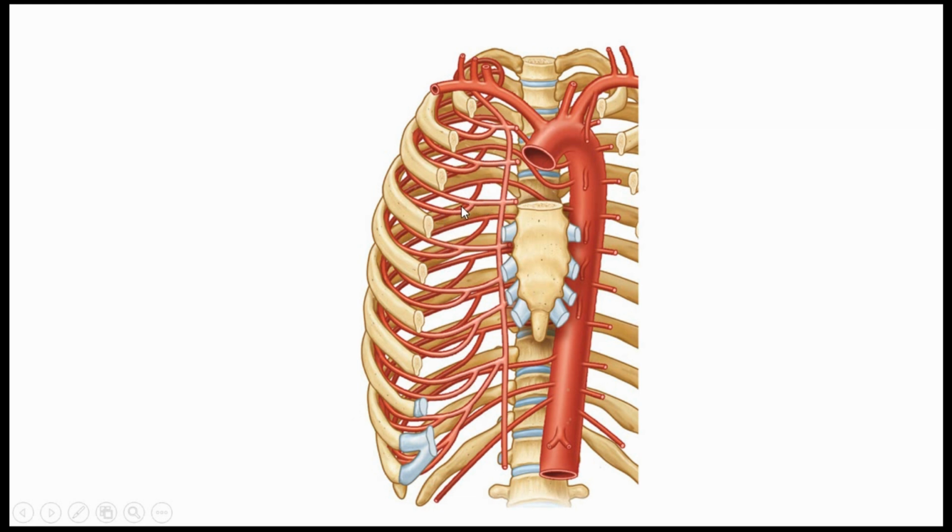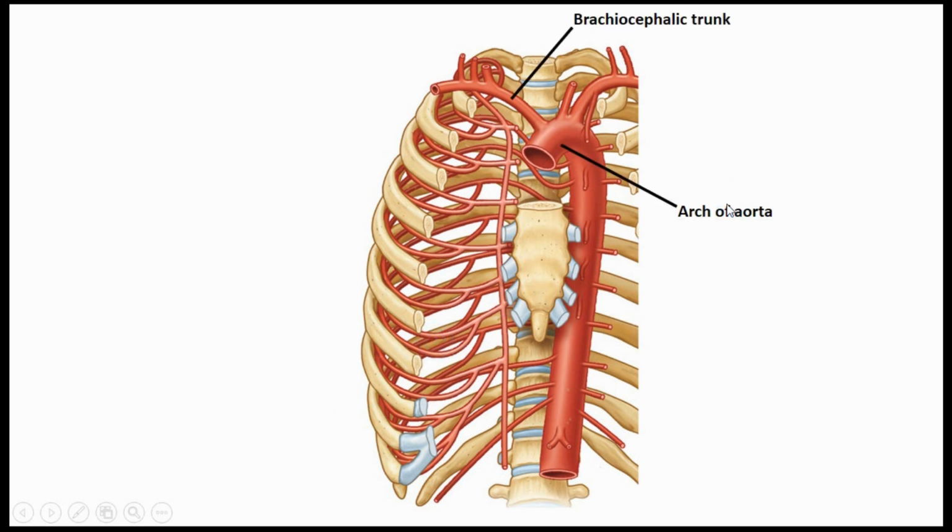Now, they're also showing a little collateral vessel coming off in the inferior part of the intercostal space. They're making it look way too big, but that does happen. There is a little bit of collateral branching going inferiorly there.